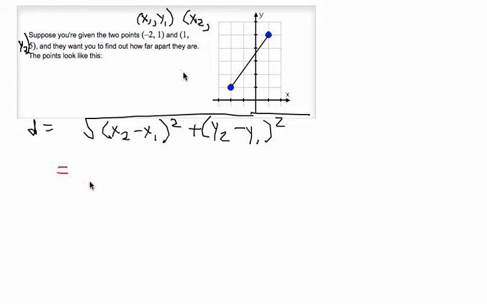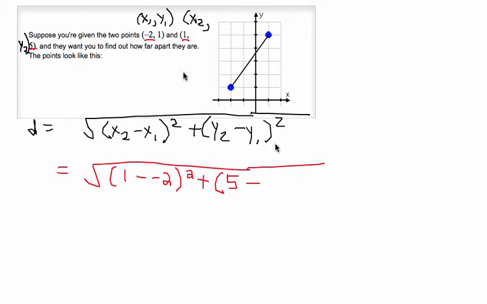So distance equals the square root of x2, which is 1, minus x1, which is -2, quantity squared, plus y2, which is 5, minus y1, which is 1, quantity squared. And simplify. 1 minus -2, change subtraction to adding the opposite, and then follow your rules of addition.